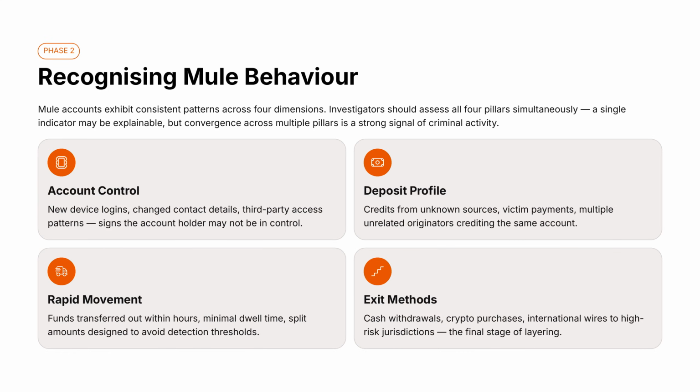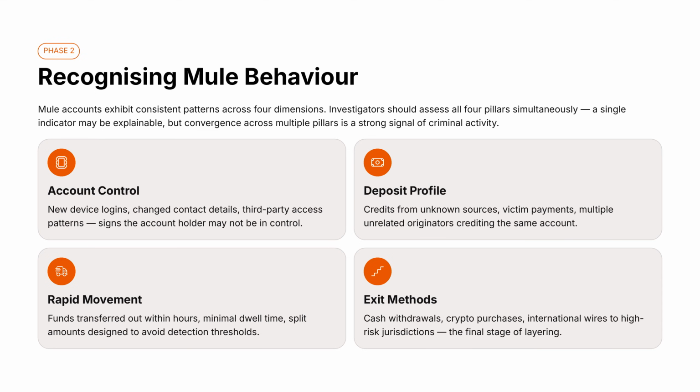Mule accounts exhibit consistent patterns across 4 dimensions. A single indicator on its own may be explainable, but convergence across multiple pillars is a strong signal of criminal activity. First, account control. Look for new device logins, changed contact details, or third-party access patterns. These are signs the account holder may not be in control.